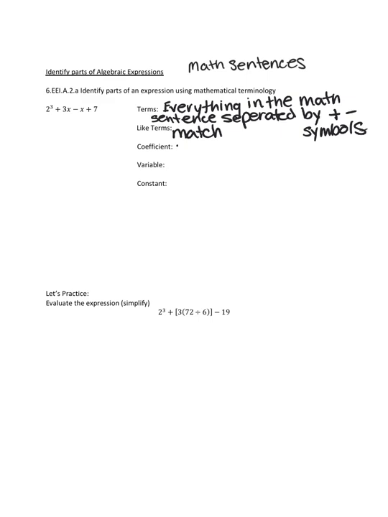Coefficient is the large number in front of a variable. Variables are all of our letters. And constants are numbers all by themselves.